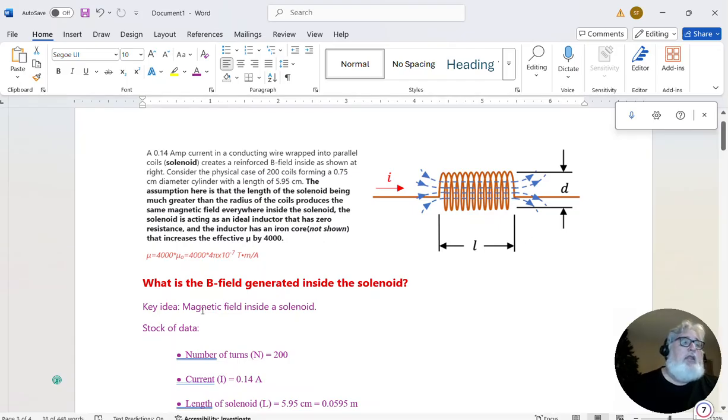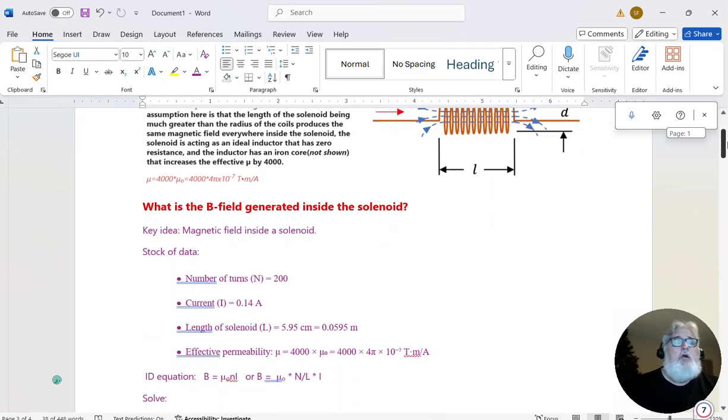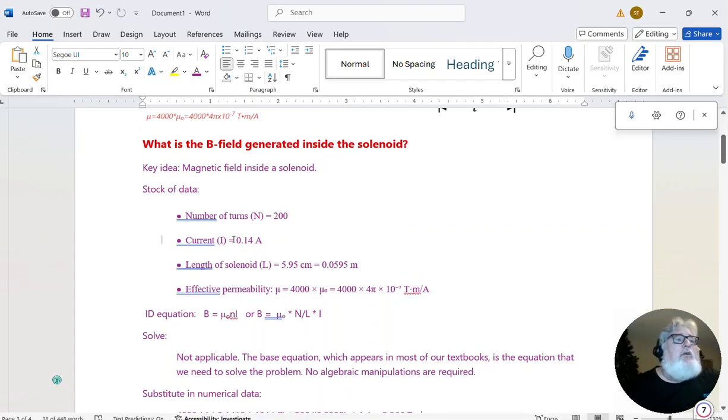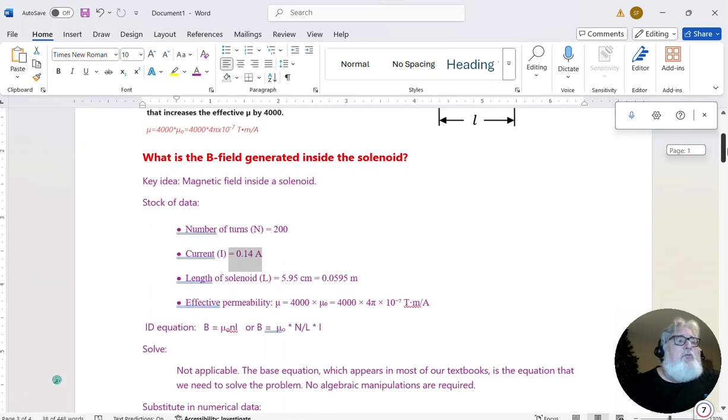Here's our key idea, magnetic field inside a solenoid. We've already gotten this down to possibly one or two equations. We just have to figure out what it is from the stock of data we're given. We're given the number of turns, the current, and the length of the solenoid. I did something odd before. I got the current wrong when I was working out the details, and yes, I have the right current there: 0.14 amps. It's always good to go back and check.